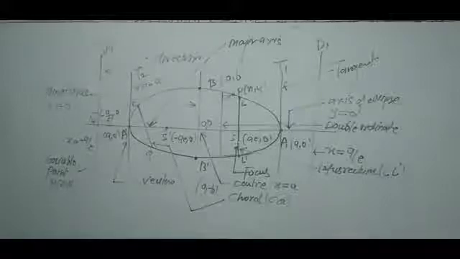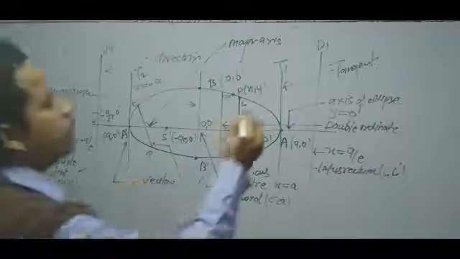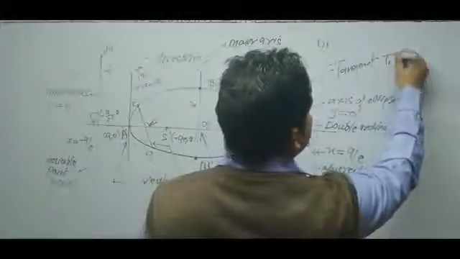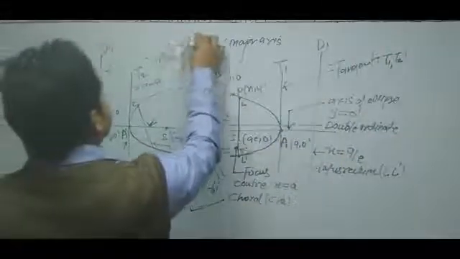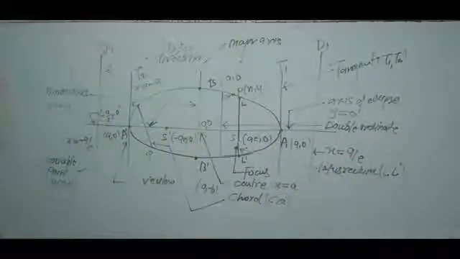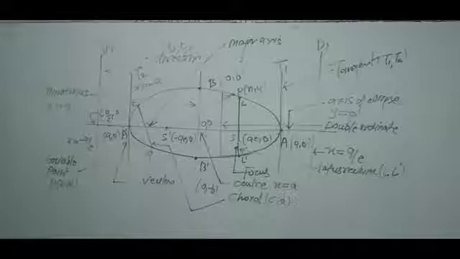Now you will see, D1, D2 are directrices. This is T1, T2, the tangents. Minor axis, major axis. So there are so many points related to ellipse. You have to learn all these definitions. So this is the basic explanation of ellipse.